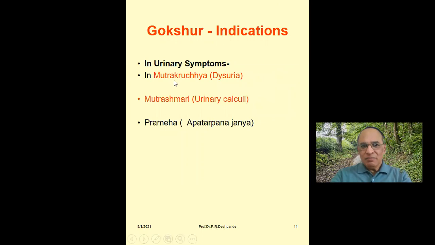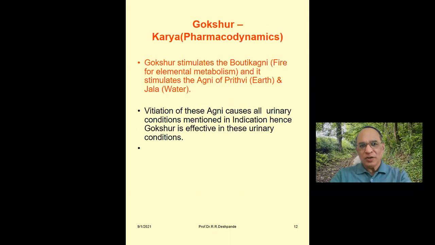Indications: number one, Mutra Krichra, difficult urination, dysuria, painful micturition, burning micturition, that is called Mutra Krichra in Ayurveda. Mutrashmari, urinary calculus, and Prameha, that is Apatarpanajanya. Apatarpanajanya, whenever the patient has undernourishment, weight loss, Ojakshaya, then Gokshur is important.